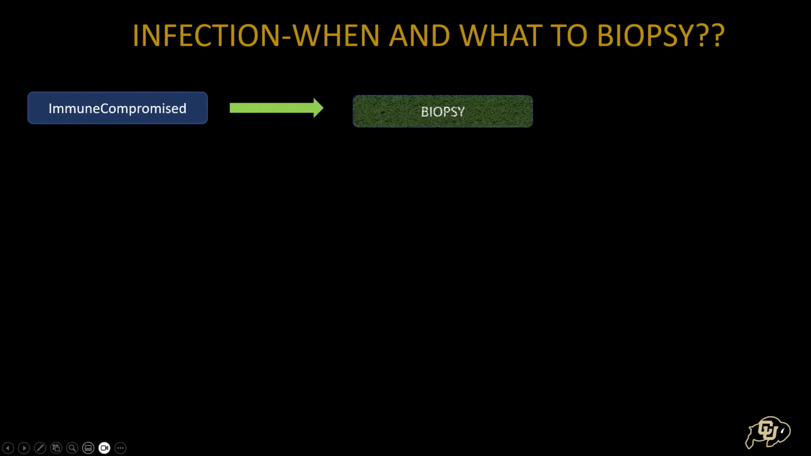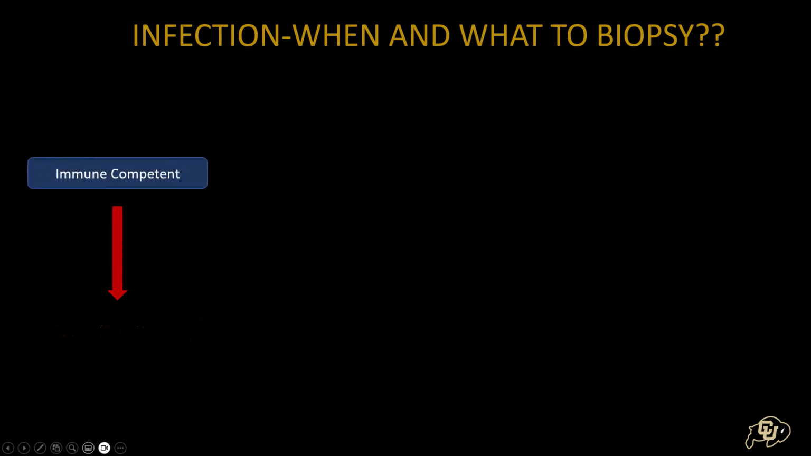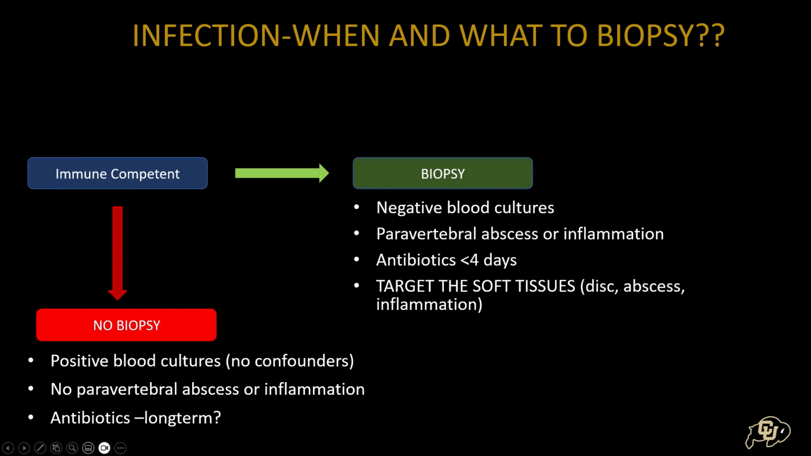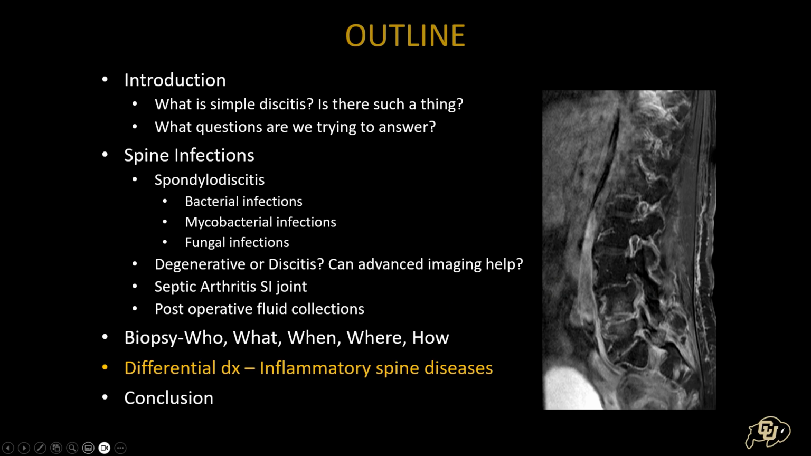So if they're immune compromised, probably going to have to biopsy. If they're immune competent, maybe if they have positive blood cultures, if their imaging isn't really convincing, or possibly if they've been on long-term antibiotics, we don't biopsy. And then if all of those are opposite, we're going to go for biopsy, but specifically make sure that we're at least targeting the soft tissues along with the bone to increase our culture positivity.